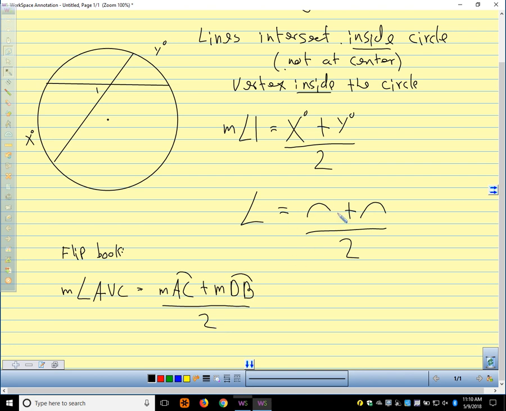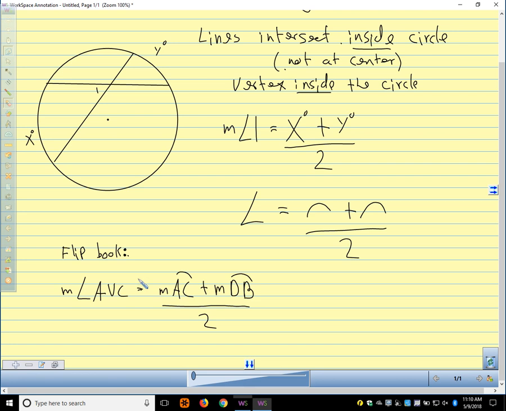And you could put this little symbol if you want. When the vertex is inside the circle, not at the center, the angle is the arc plus the arc divided by 2. And the two arcs that we're talking about are the arcs that are intercepted on either side of the angle, because these two angles are the same, the two vertical angles. All right, so that's our first rule for today.